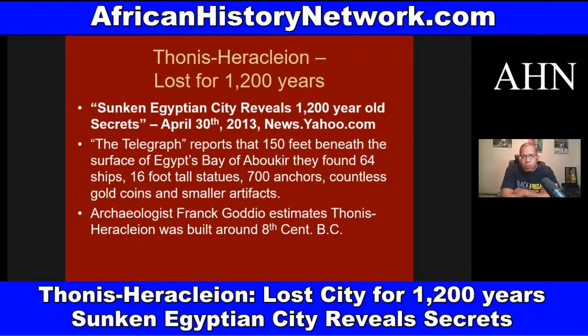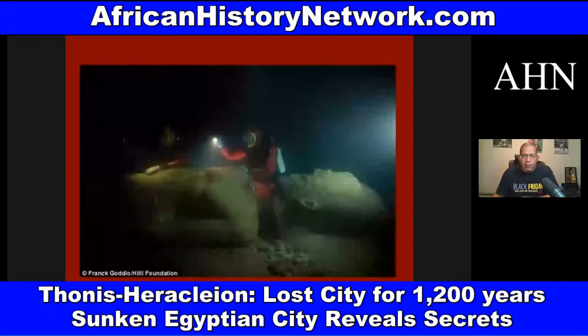The Telegraph reports that 150 feet beneath the surface of Egypt's Bay of Abu Qir, they found 64 ships, 16-foot tall statues, 700 anchors for ships, countless gold coins, and smaller artifacts. Archaeologist Franck Goddio estimates Tanis Heraklion was built around the 8th century BCE, before the Common Era.